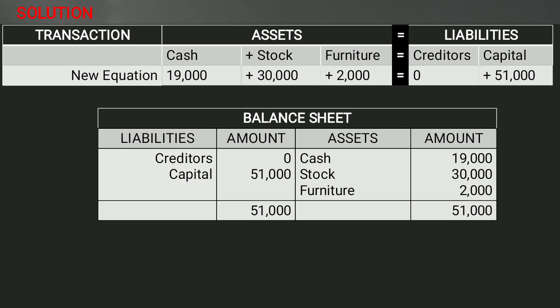So according to the new equation, cash, that is 19,000, we have to write. As you can check, on the asset side, cash we have written 19,000, stock we have written 30,000, furniture we have written 2,000, and the sum of the asset side is 51,000. But on the liability side, creditors, we can avoid writing creditors. In place of creditors and 0, we can leave it, because the value of creditors is already 0, and capital 51,000. So the sum of the liability side is 51,000, and the sum of the asset side is already 51,000. If our business equations are correct, then easily our balance sheet will be correct.